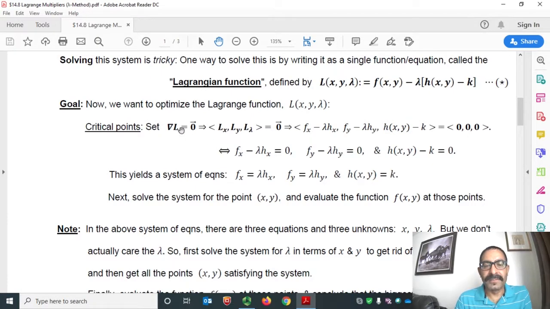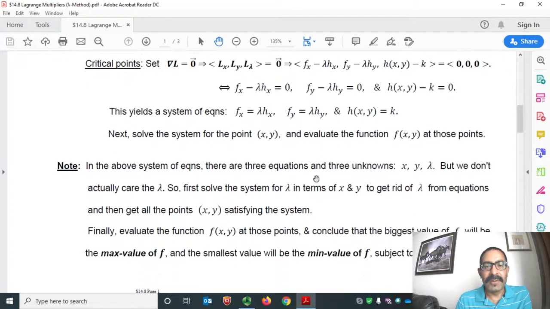Great. So first find the critical points. Find the partial derivatives of the L function and set them equal to 0. Then this gives us this system of equations here: f_x equals lambda h_x, f_y equals lambda h_y, and h(x,y) equals k. So next, solve the system for the point (x,y) and evaluate the function at those points.